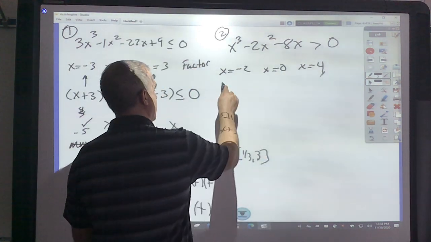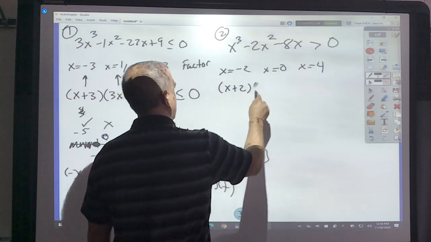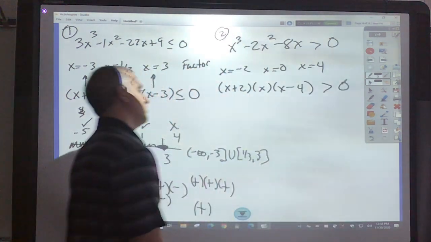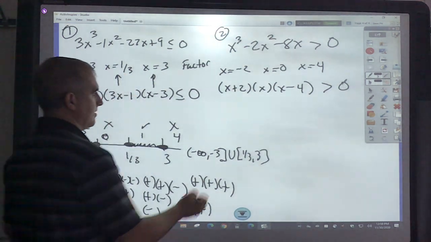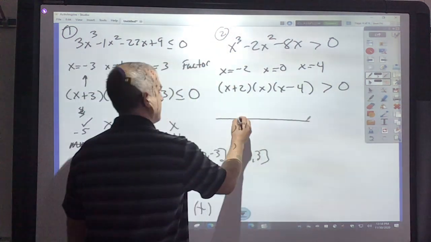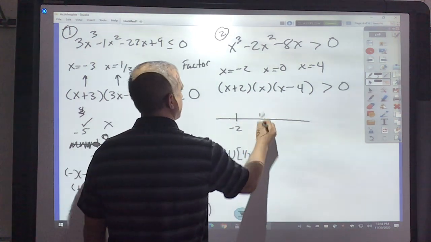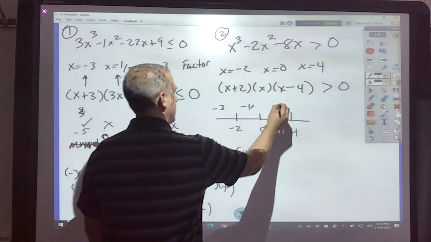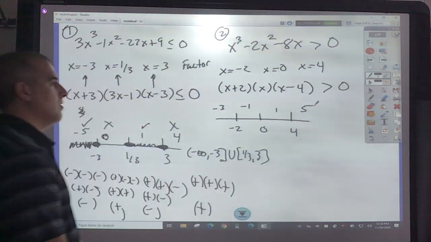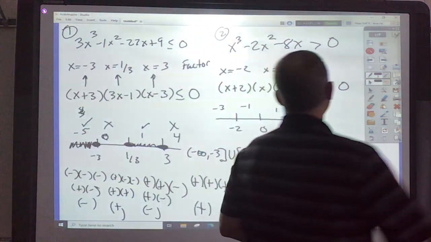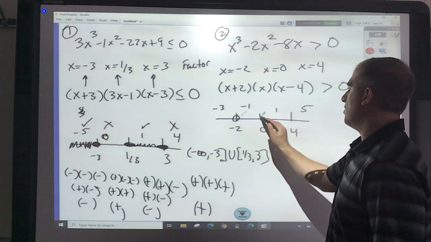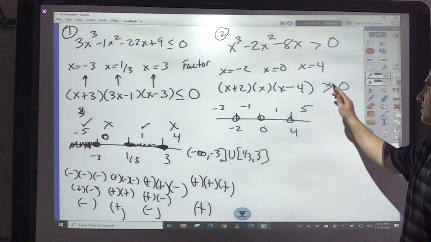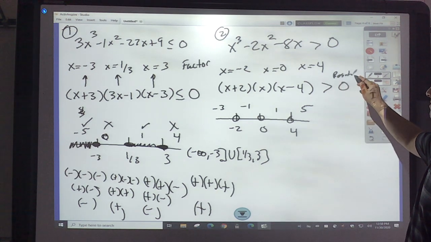Okay, so as factors, those would be x plus 2, x minus 4 being greater than 0. Now, on a number line, that's going to be -2, 0, and 4, with test points -3, -1, 1, 5. Once again, since I don't have the line underneath, all these would be open circles.